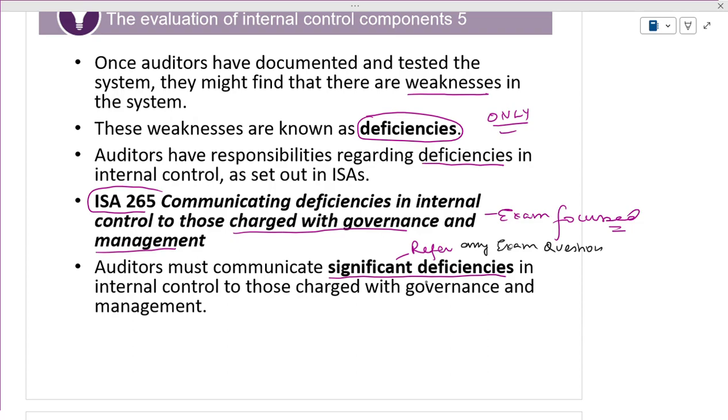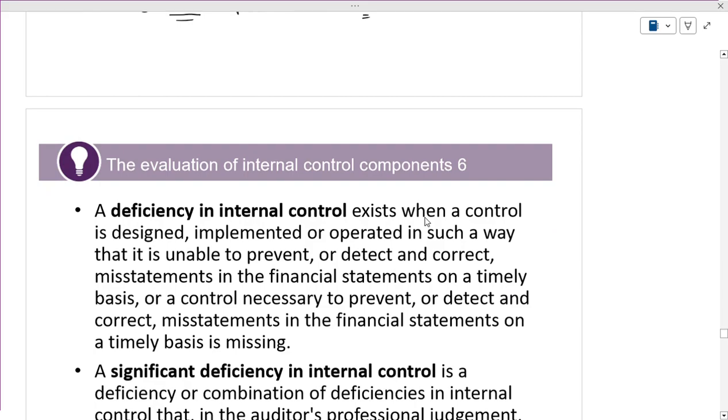Identify significant deficiencies. The significant deficiencies may be in corporate governance, in inventory, in controls; anywhere they can be. It will cover a general question. Identify the deficiencies, communicate them to management, and give recommendations. This is what we have to focus on from the examination point of view.